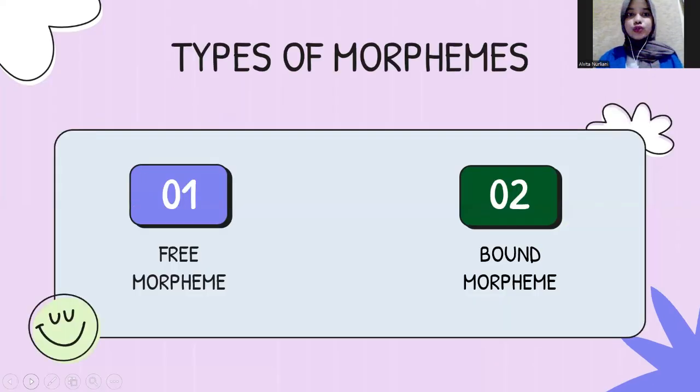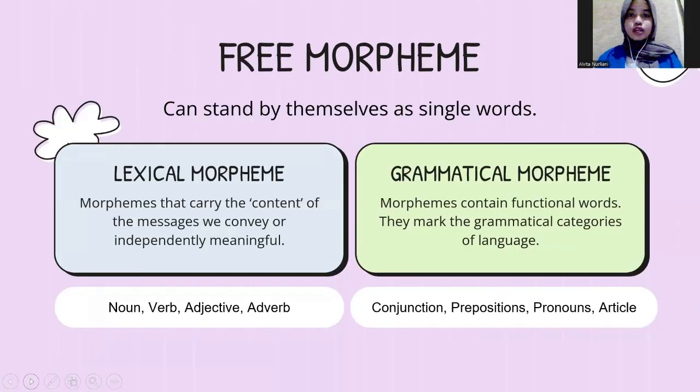And there are two types of morphemes, free morpheme and then bound morpheme. The first one is free morpheme. It is called free because they can stand by themselves as single words. And in free morpheme, there are two types of it. They are lexical morpheme and grammatical morpheme.